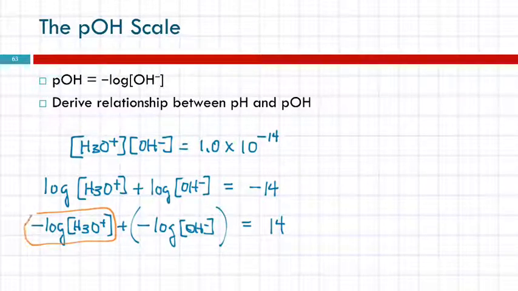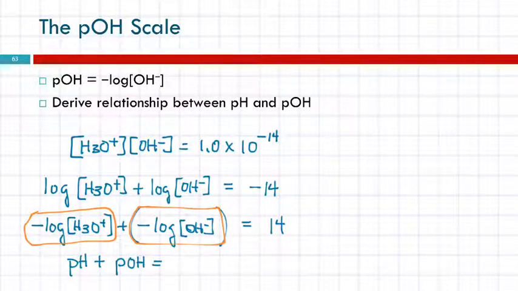What does this equal? pH. And this equals pOH. So pH plus pOH equals 14. Isn't that a simple little equation there? The pOH plus the pH add up to 14. So if I know the pH, it's very easy to find the pOH. I just subtract the pH from 14. And this 14 can be considered an exact number. You don't worry about sig figs with that.